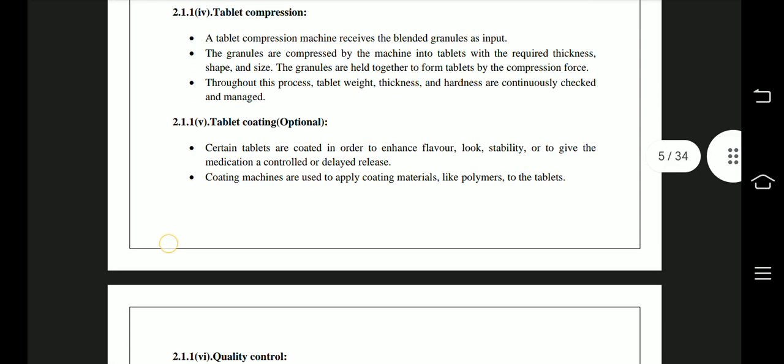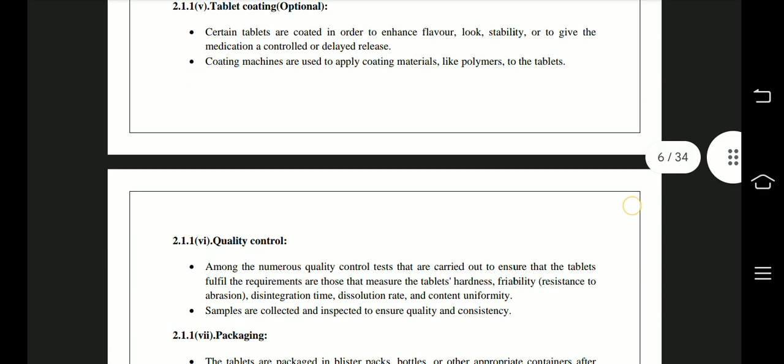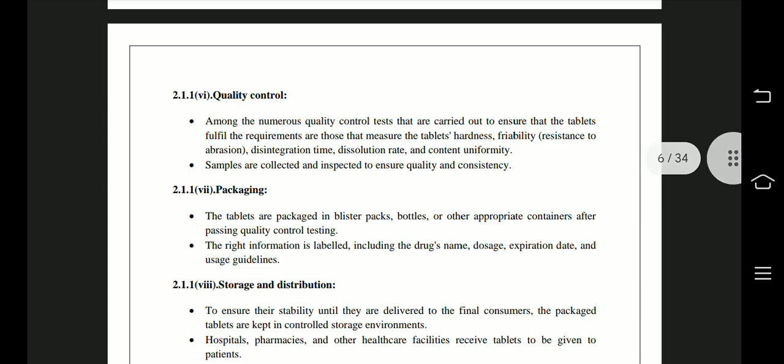The fifth one is tablet coating. Certain tablets are coated in order to enhance flavor, look, and stability, or to give medication a controlled or delayed release. Coating machines are used to apply coating materials like polymer onto the tablet. Sixth one is quality control.